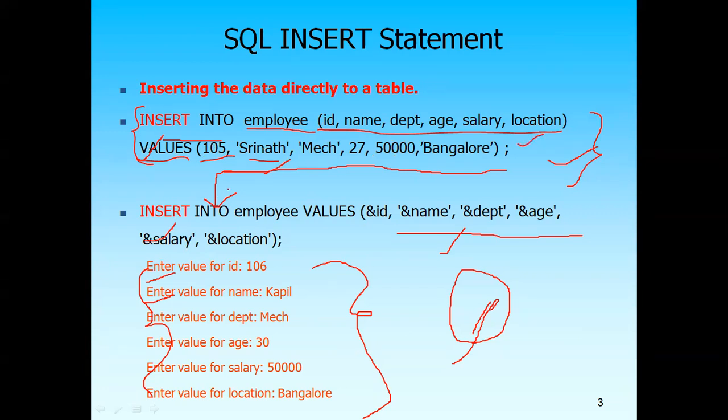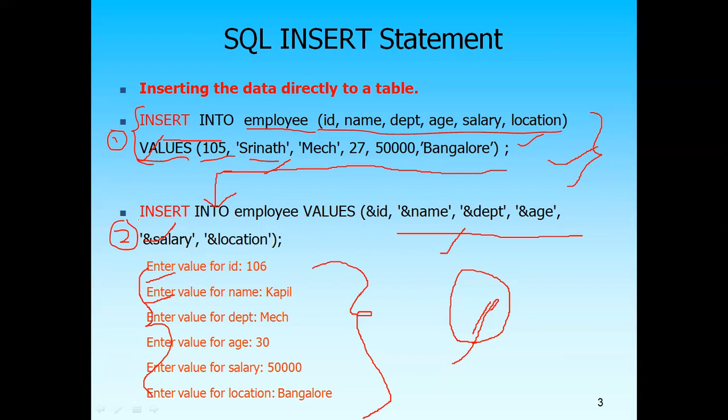Second method, if you want to insert multiple records into the table and you don't want to use this insert statement again and again. Now, what is happening in the first method? This is the first method. This is the second method. So what is happening in the first method? You need to write this insert statement every time when you want to insert a record. But what is the alternative solution?